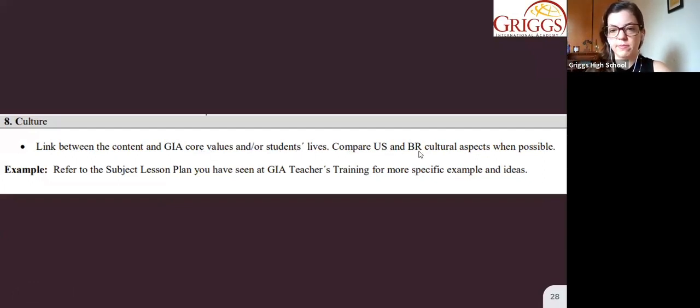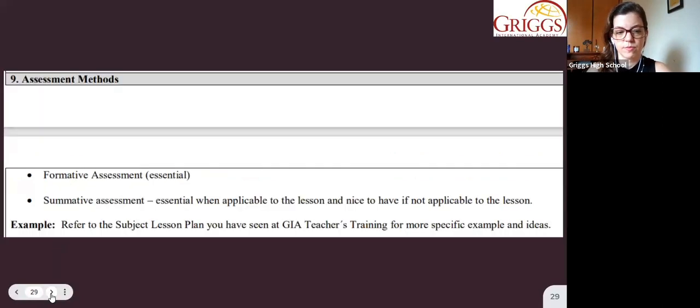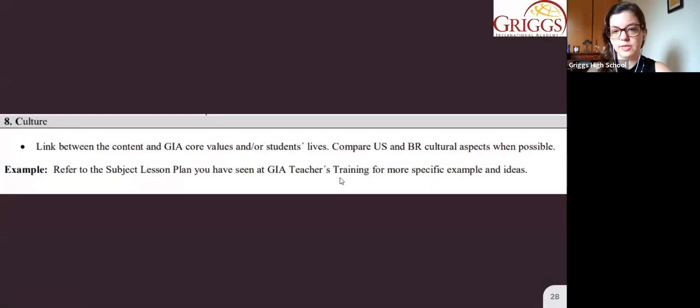And then comparing American and Brazilian culture could be, students will analyze and compare data about Brazilian and American eating habits. How is this connection going to appear in your lesson? And you have to include it every class, okay? GIA key values and intercultural aspects, every class.